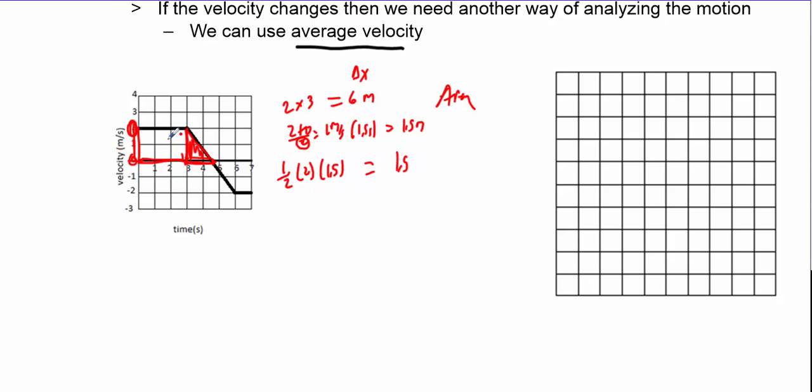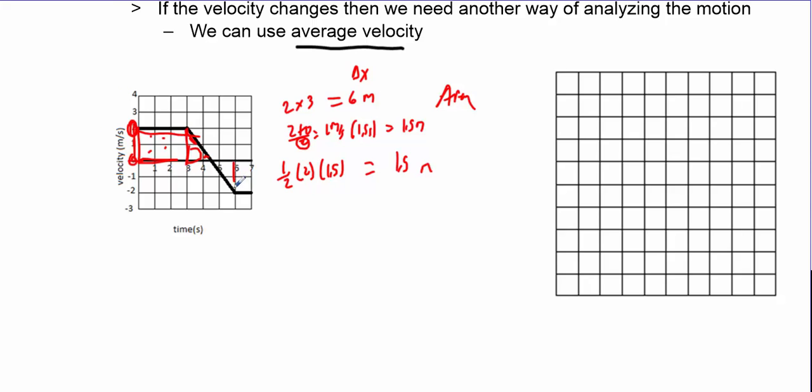So this area was 6, 1, 2, 3, 4, 5, 6 squares. This area, it's a little bit hard to see because I scribbled it all in, but this area is 1.5. I have my one box here, missing that corner, which we make up for here, and then my half here. So its area is 1.5. We have a displacement of 1.5 meters for this next little bit. Those are both positive because my velocities are positive.